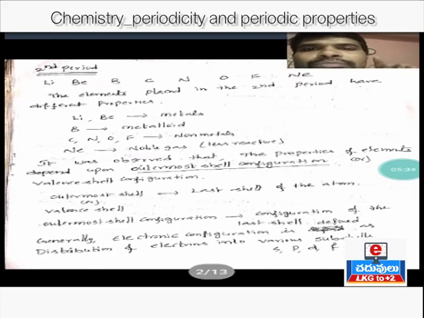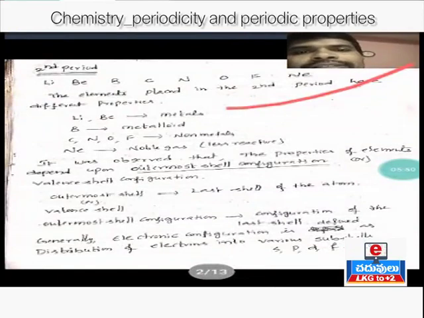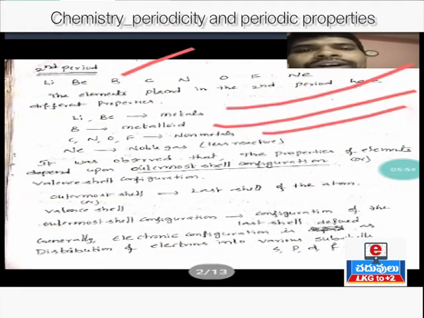Lithium, beryllium, boron, carbon, nitrogen, oxygen, fluorine, neon. So the elements placed in the second period will have different physical and chemical properties. If you observe second period elements, lithium and beryllium are metals. It is very clear. Lithium and beryllium are metals. Boron is a metalloid. Carbon, nitrogen, oxygen, fluorine are non-metals.